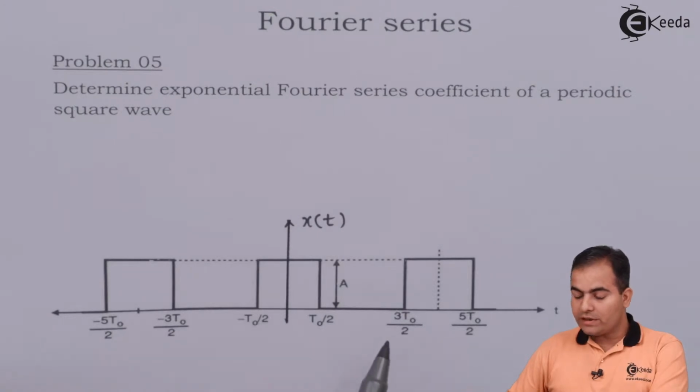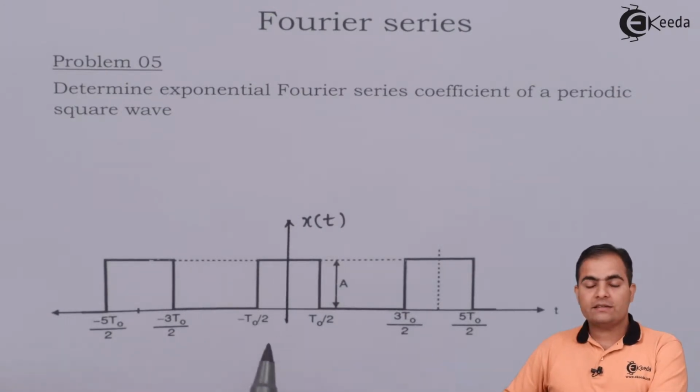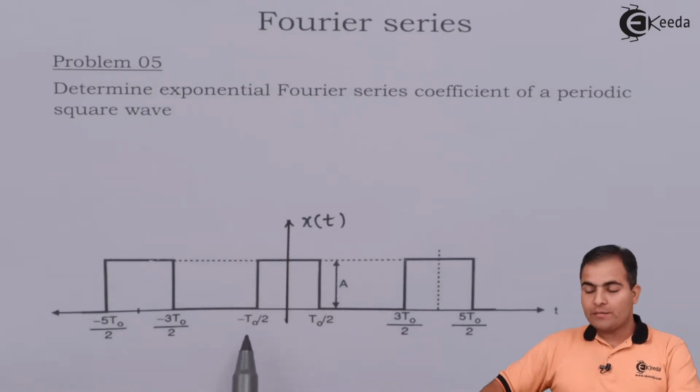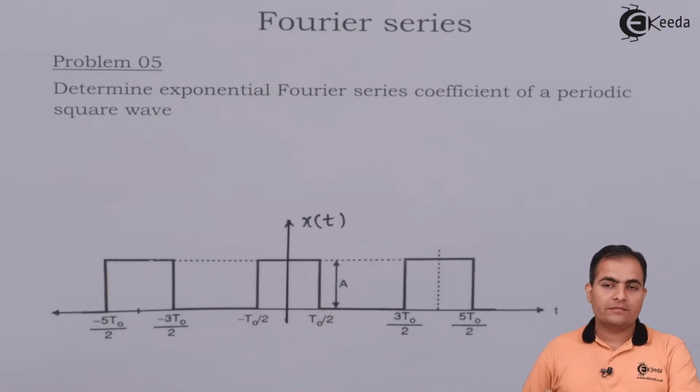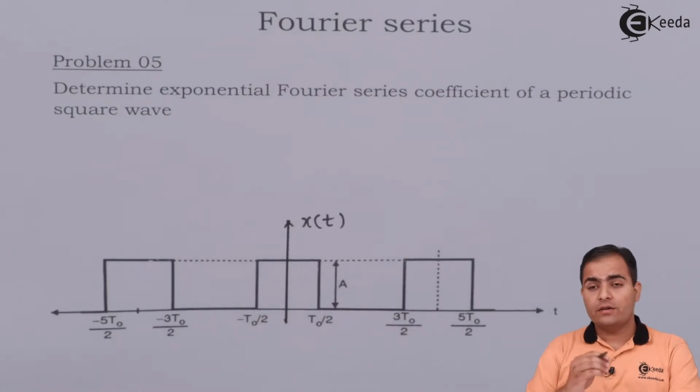So what is the exact total time period? The total time period is complete. Look here, this pulse is available only between minus t naught by 2 to t naught by 2, so I can say that my total period is t naught. Now we will use the definition of the exponential form of Fourier series and substitute my x of t value in it. But first of all we'll discuss the equation of x of t.